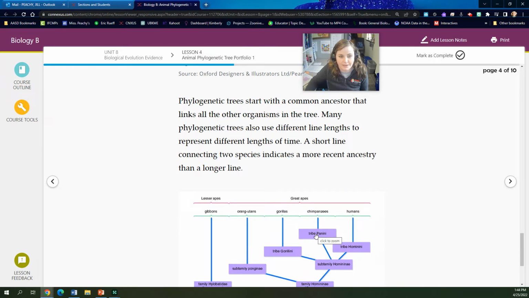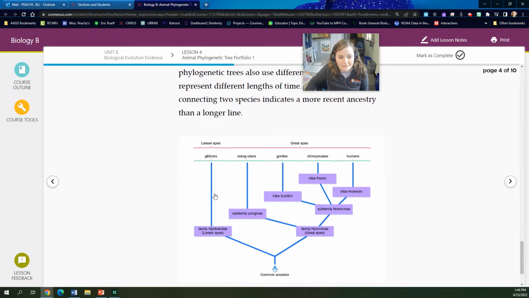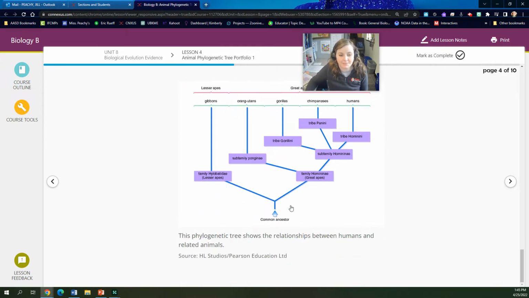Phylogenetic trees start with a common ancestor that links all organisms in the tree. Many phylogenetic trees also use different line lengths to represent different lengths of time. That's something I talked about previously. So long line lengths represent long periods of time, and short line lengths represent shorter periods of time. So as you can see, the chimpanzee is related to tribe Panini much more recently than the gorillas were related to tribe Gorillini, right? So that's where that line length becomes somewhat meaningful.